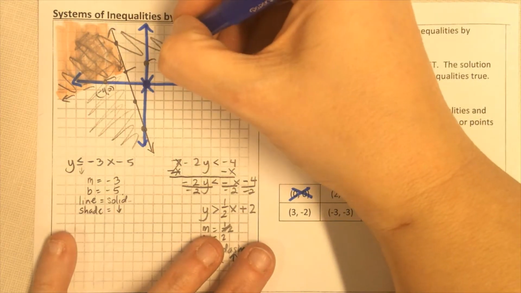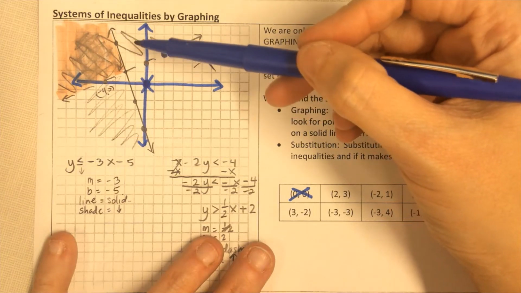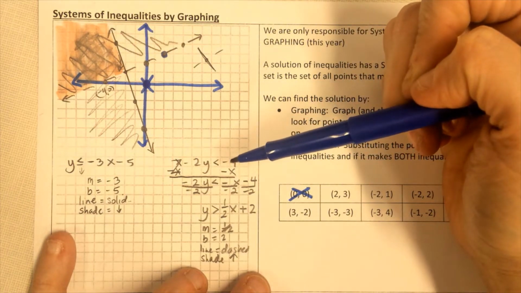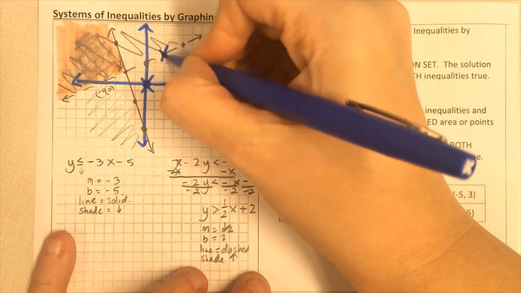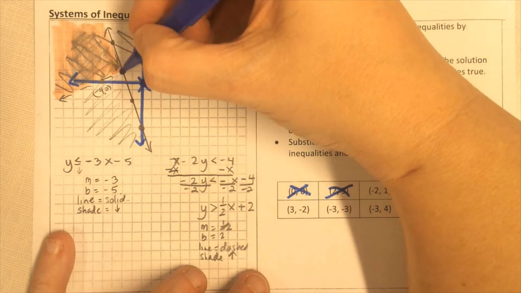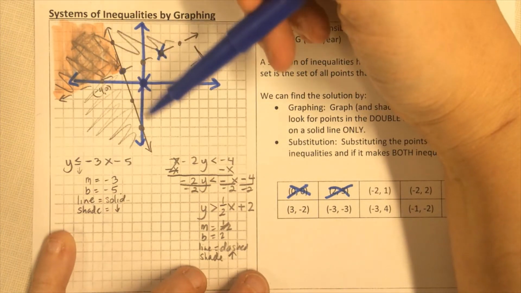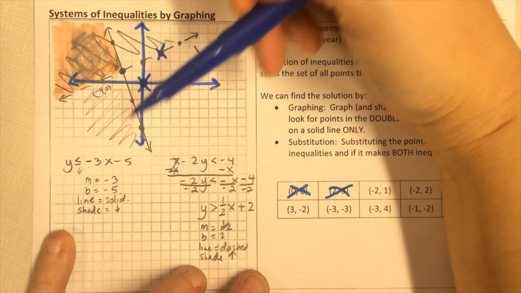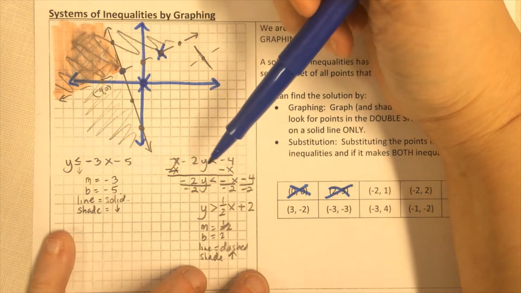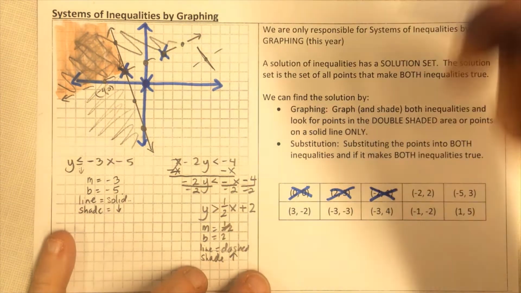If I go over 2, up 3, this point isn't even part of the solution set for this inequality right here, x minus 2y less than -4, because it's on the dashed line. So that's not a solution for either one of them. -2, 1 right here, again, this is what I was talking about. It's on the solid line here, so it's part of the solution for y less than or equal to -3x minus 5, but it's not part of the solution for x minus 2y less than 4. So that one's not part of the solution set of this system of inequalities.